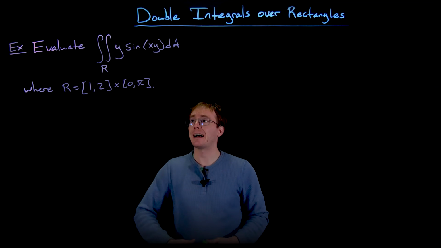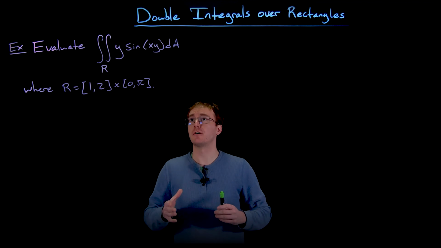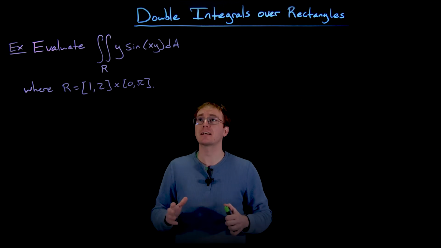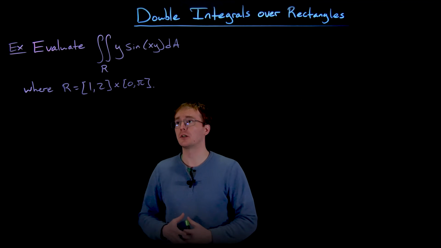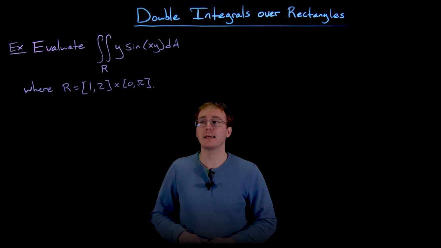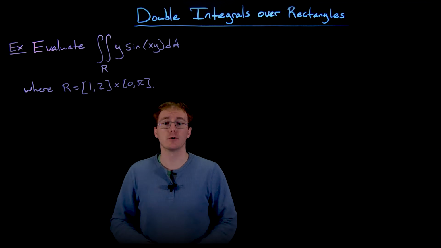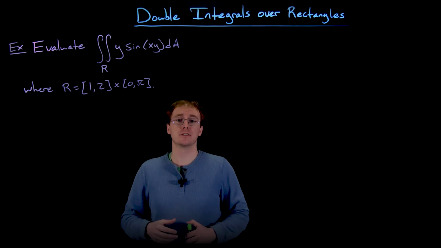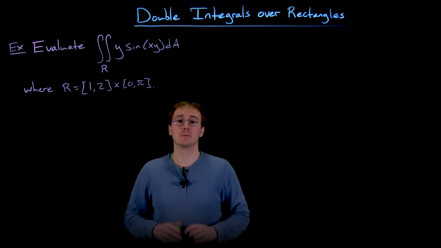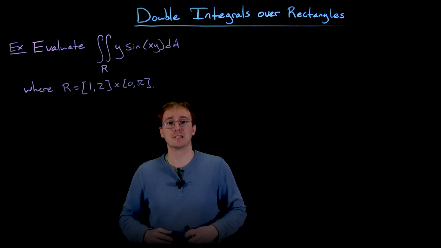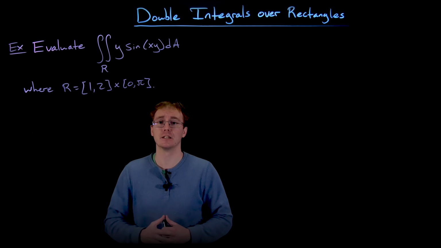In this example, we were asked to evaluate the double integral of the function y times sine of xy over the region R, where R is the rectangle that has x go from 1 to 2 and y go from 0 to pi. And so the point of this example is to see that the order of integration that we choose can actually make a big difference in the amount of effort it takes to evaluate a double integral.